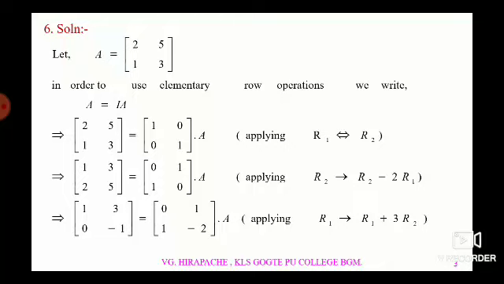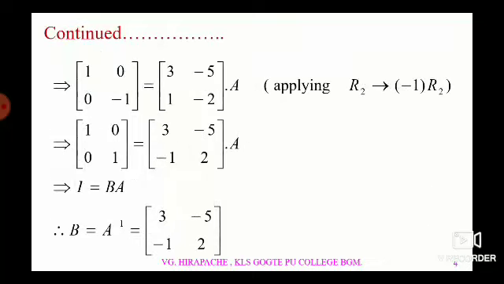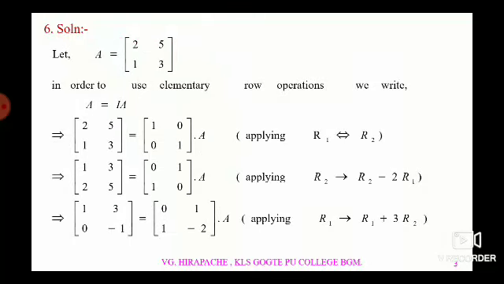In the next step, we are going to get the 0 in the first row second element. Therefore, we will apply R1 changes to R1 plus 3 times R2. And that we can perform in the next slide. Since there is no change in the second row on both the sides, the second row remains the same. Therefore, here we can write the second row 0, minus 1. Therefore, by applying the operation, R1 changes to R1 plus 3 times R2.